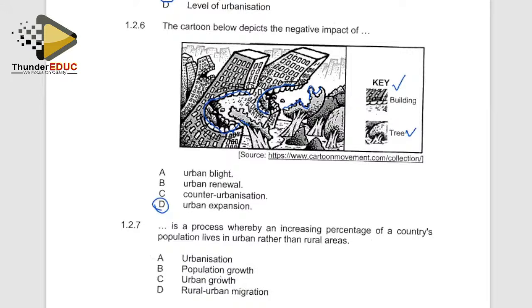Then number 127. A dash is a process whereby an increasing percentage of a country's population lives in urban rather than in rural areas, with increasing percentages of people living in urban areas for a particular country. That is urbanization.